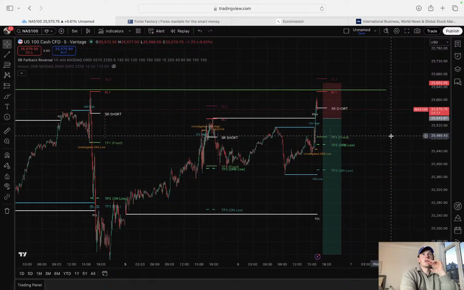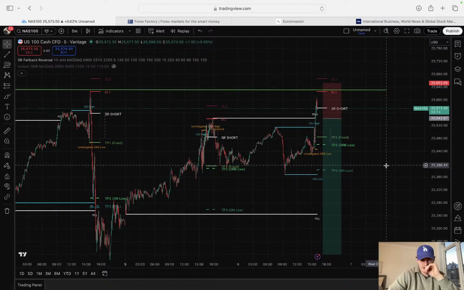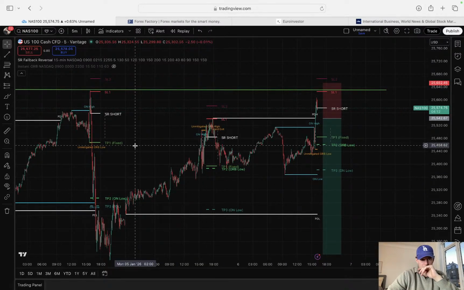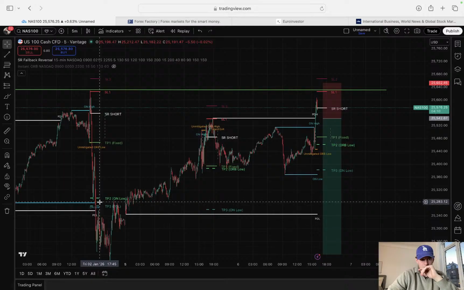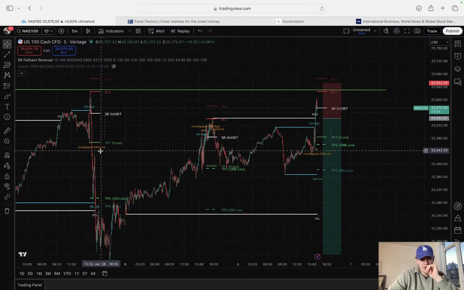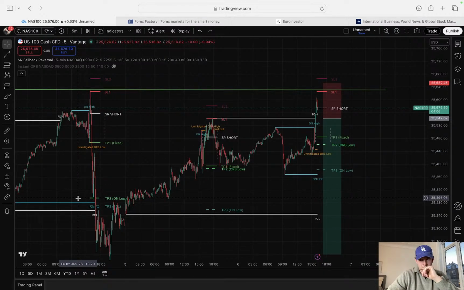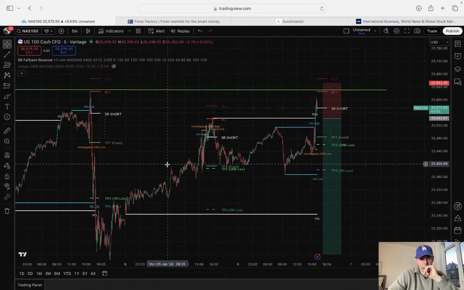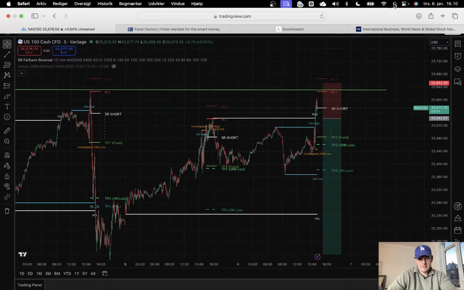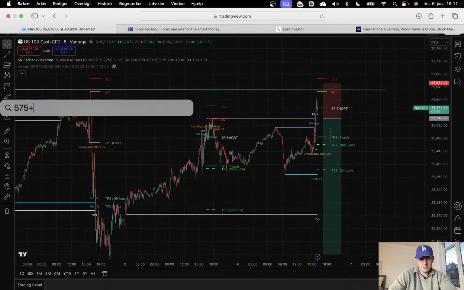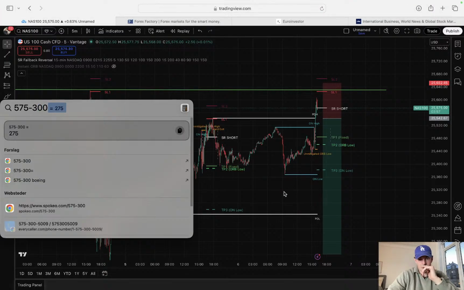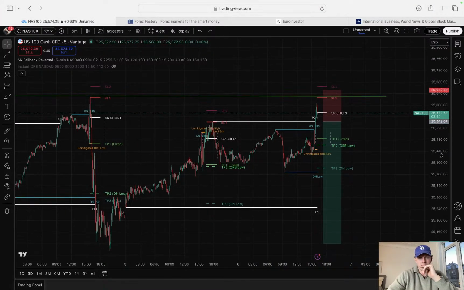Slow. I really want to add to this short, but right now it's slow. We had a great short over here that played out beautifully. Like 300 could probably be the target. So how much is that from current level? Like only 275 points. Interesting. I mean, not in profit yet.